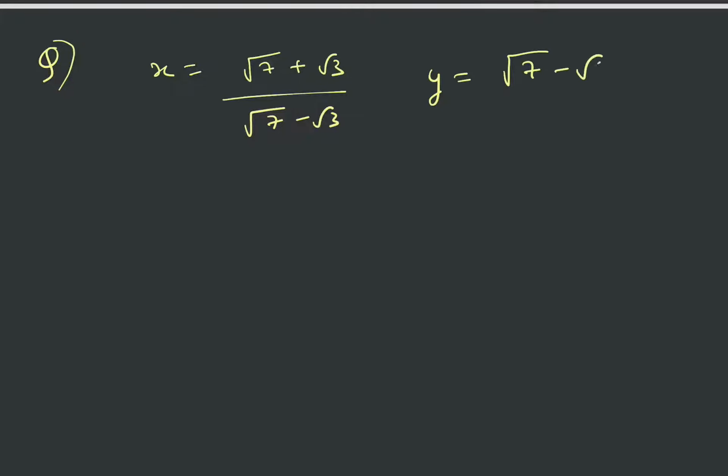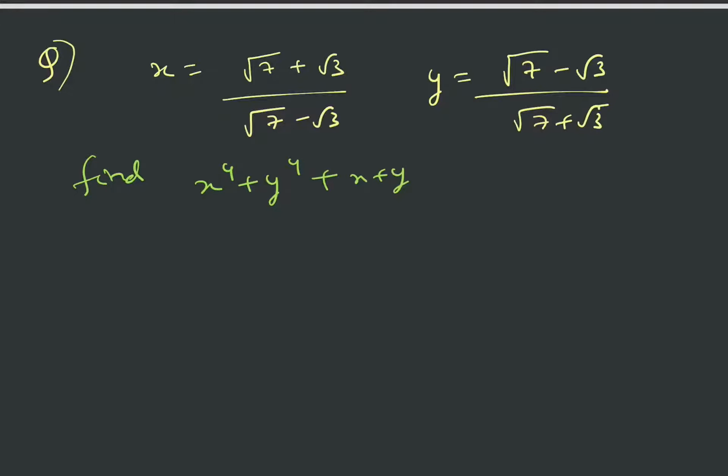So let us do one more problem. It is given that x is equal to root 7 plus root 3 by root 7 minus root 3, and y is equal to root 7 minus root 3 by root 7 plus root 3, right? So the question is: find x power 4 plus y power 4 plus x plus y whole power 4. So this is the question.